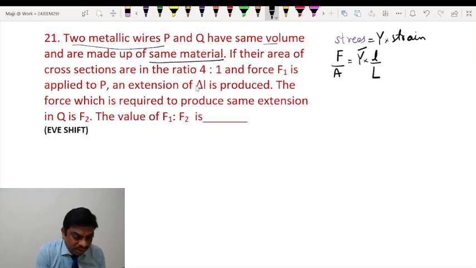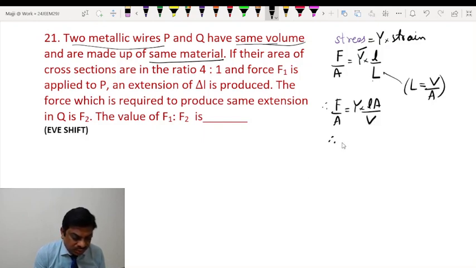Now we don't have any information regarding the original length, but we do have information regarding the volume. So in the next step, what I am going to do is replace length by volume by cross sectional area. So if you replace this, okay, you have F by A is equal to Y into delta l into A by V. Okay, students. So the force, because we have to find the ratio of force, can be written as Y upon V into delta l into A square.